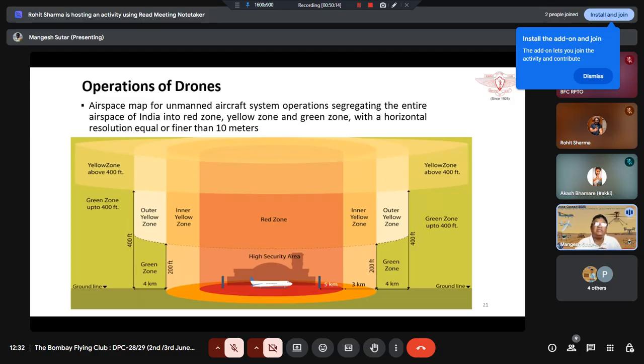The airspace map of an unmanned aircraft system operation segregates the entire airspace of India into red zone, yellow zone and green zone, with horizontal resolution equal to or finer than 10 meters. A high security area is always under the red zone. Can anybody give me an example of a high security area?